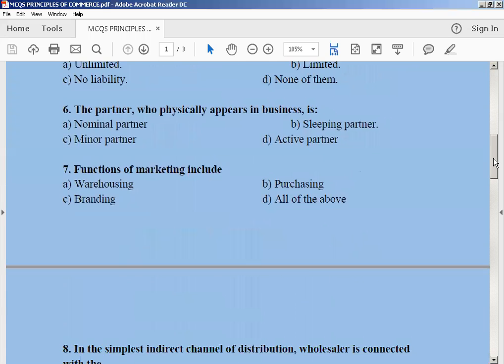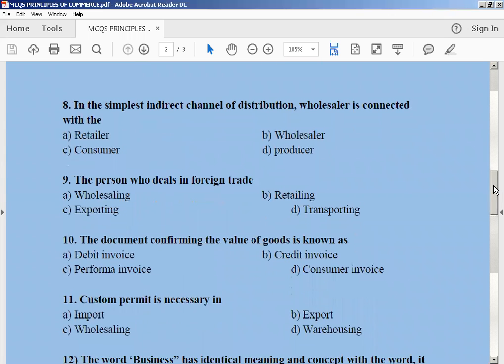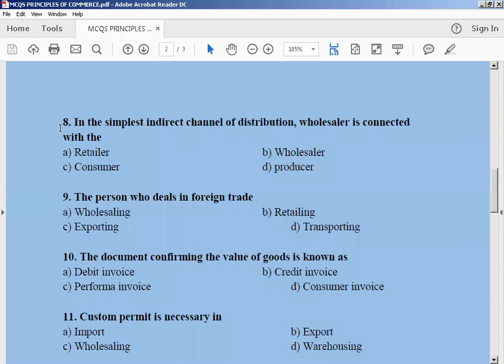Now you have to identify the correct answers, and I'm giving you the time to solve them. The time is sufficient. Now we have the MCQs on the screen, 8 till 11. In MCQ number 8, in the simplest indirect channel of distribution, the wholesaler is connected with the dash: with the retailer, with the wholesaler, with the consumer, or with the producer. You have to find out the appropriate answer.